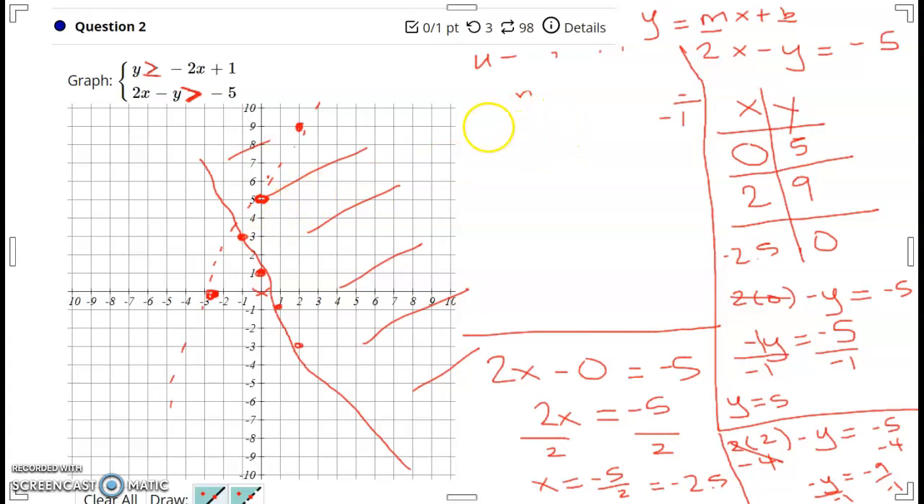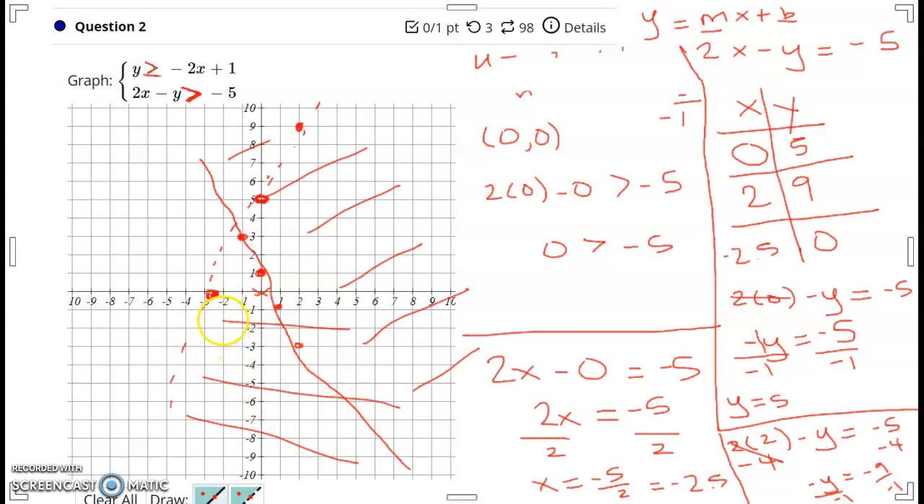Well, let's do again a test point. It doesn't pass through the point 0, 0, so we're going to test that. We have 2 times 0 minus 0 is greater than -5. So basically 0 is greater than -5. Is that true? Well, yes it is. 0 is greater than -5, and so we'll shade this area where 0, 0 is.